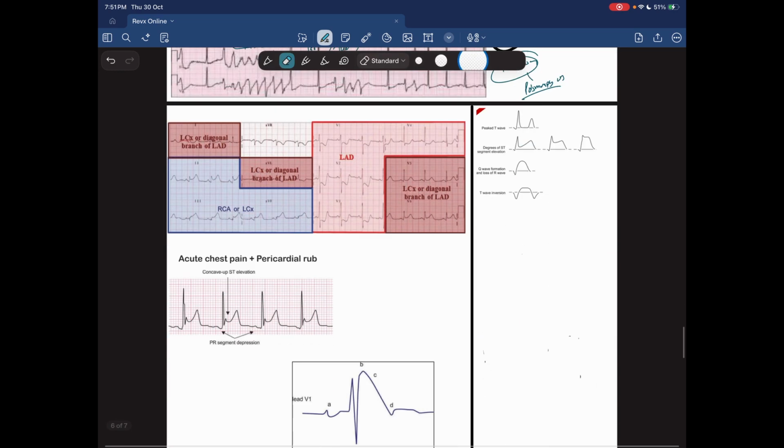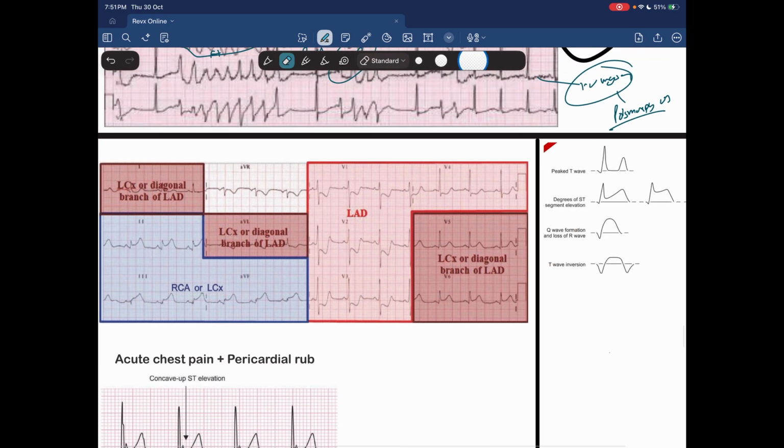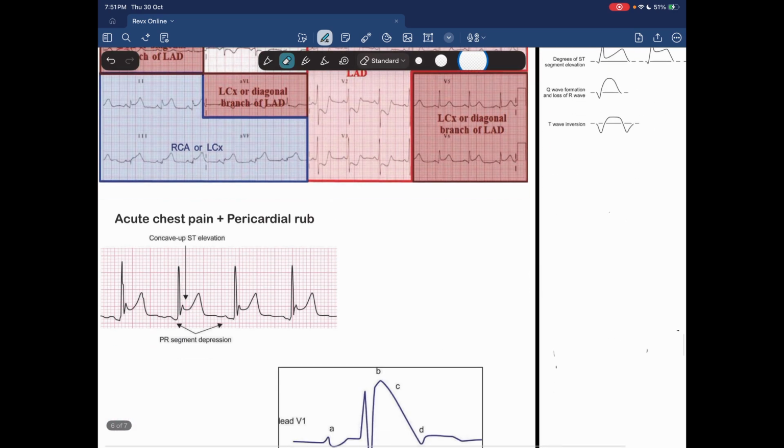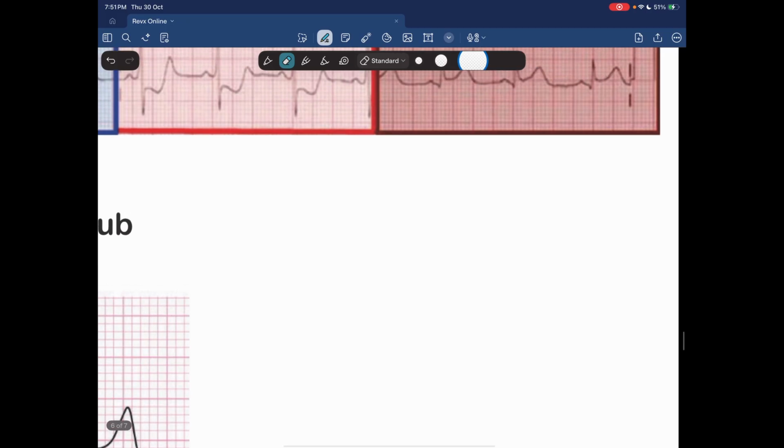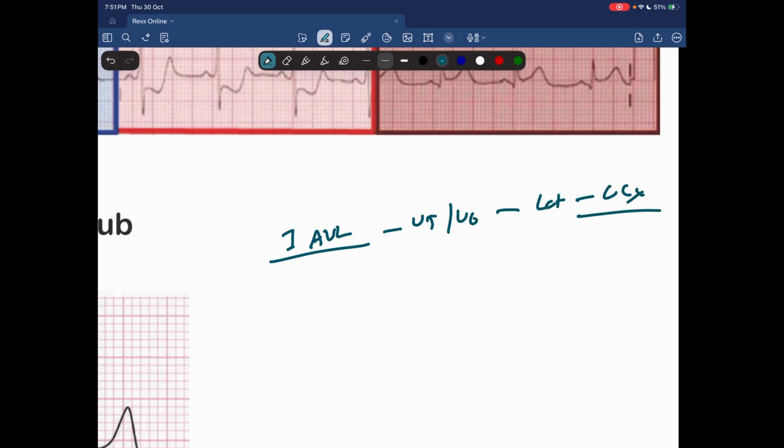Now moving on to the next very important bit, MI and its localization. Either way, the first thing I want you to remember is that I, aVL, V5 and V6 are your lateral leads, so they are looking at the left circumflex artery. II, III, aVF are your inferior leads, so they are looking at inferior wall MI, which is usually right coronary artery.